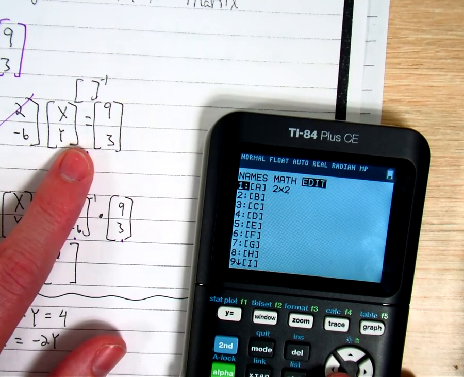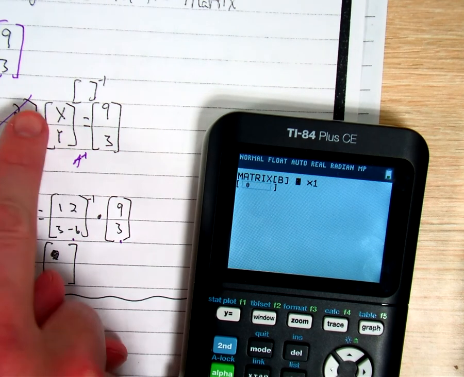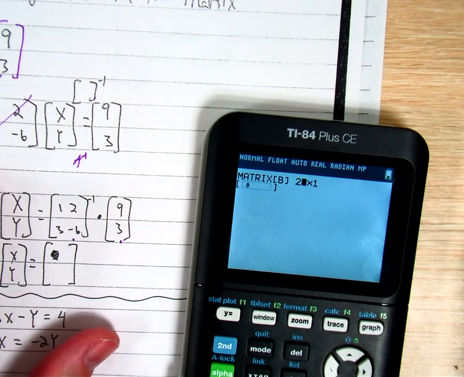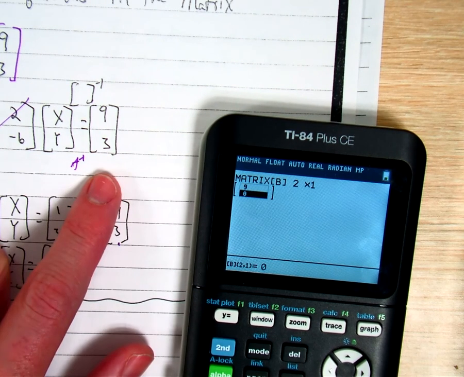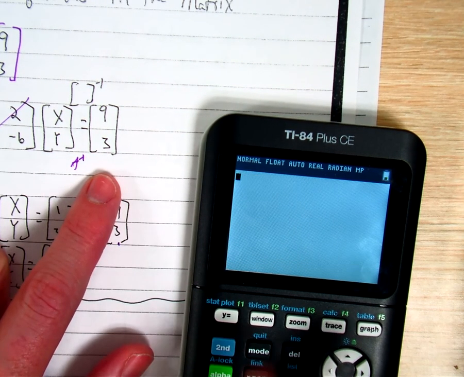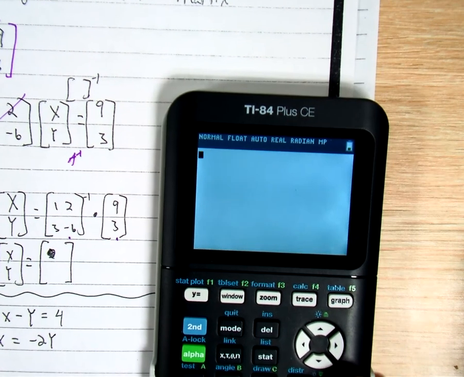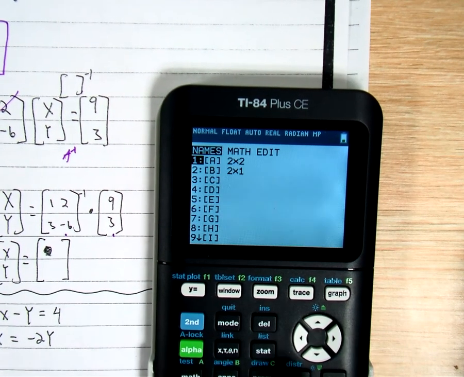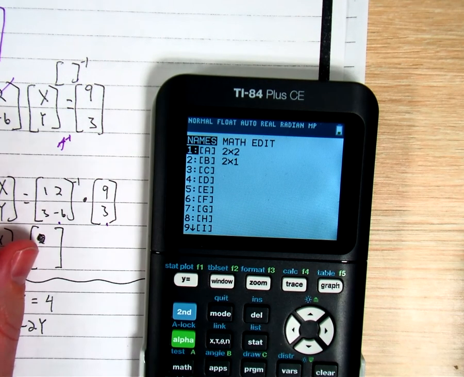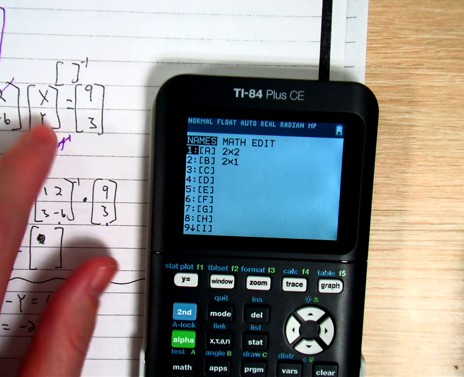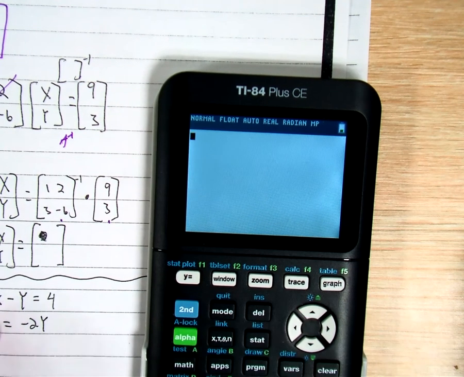Okay, we needed this one. Edit, we're going to go down to matrix B. Edit, and this is 2 rows by 1 column, so it's a 2 enter by 1 enter. 9, 3. Quit. Okay? So just look at those again. We have a 2 by 2 and a 2 by 1. We got 1, 2, 3, -6 typed into A. We've got 9, 3 typed into B.